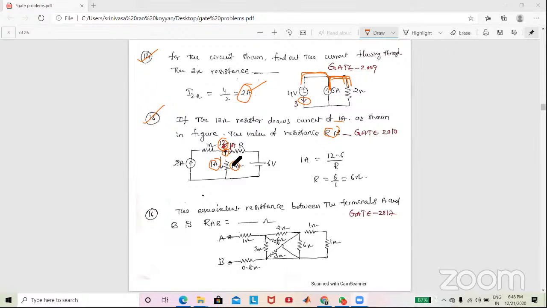The 12 volts is presented. So then what is the current passing through in this path? That is the potential difference between these 2 points, this voltage minus this voltage. That is 12 volts minus 6 volts by the resistance value R, is equal to 1 ampere current. Then you can find out the resistance R. So you can observe that from this figure.